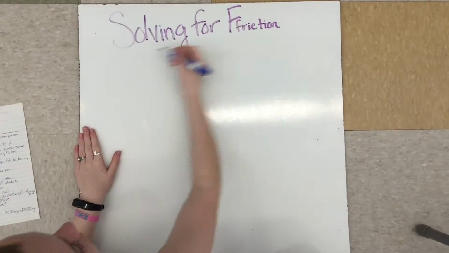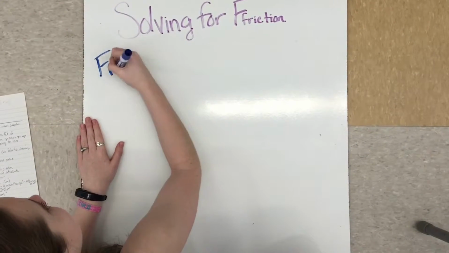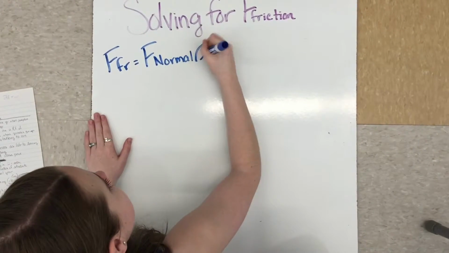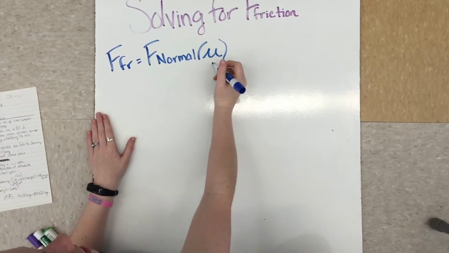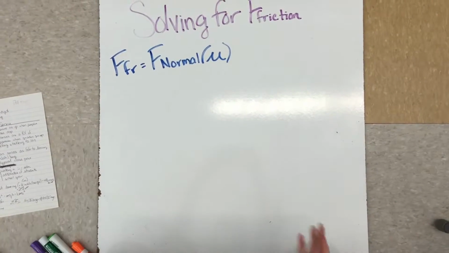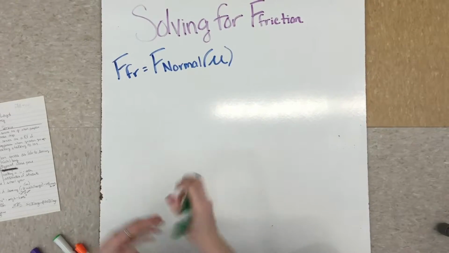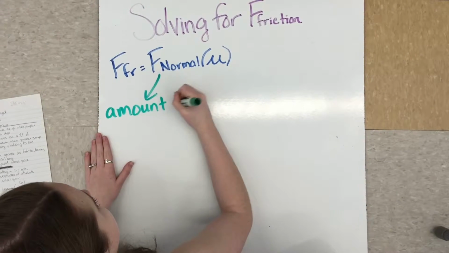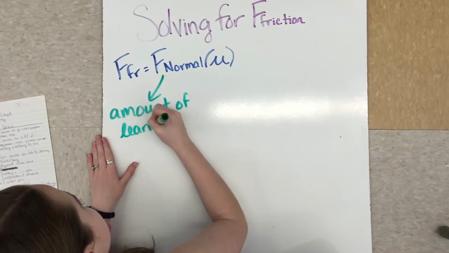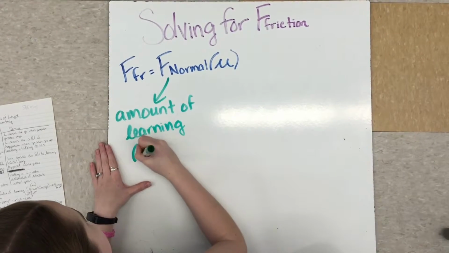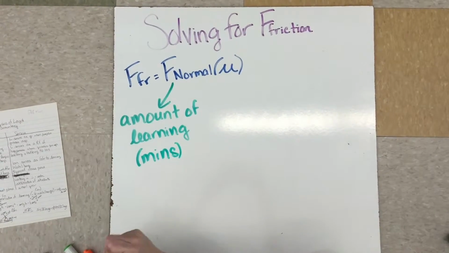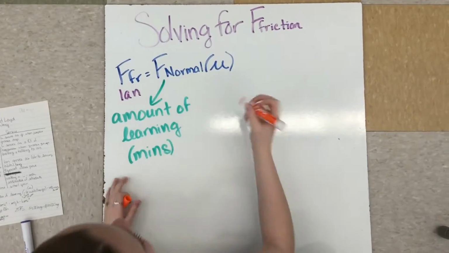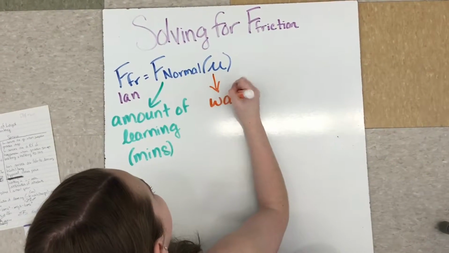First, we will be solving for the force of friction. The force of friction is equal to the normal force times mu, which helps define the force of friction itself. For us, the normal force is equal to the amount of learning within a given class period. The units for this would be minutes. The force of friction itself is En, giving us the units for mu being Wahlbergs.